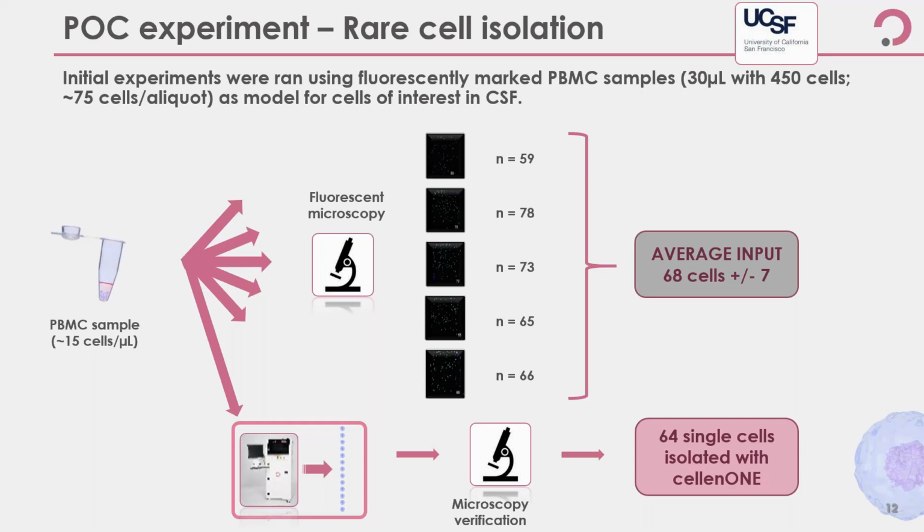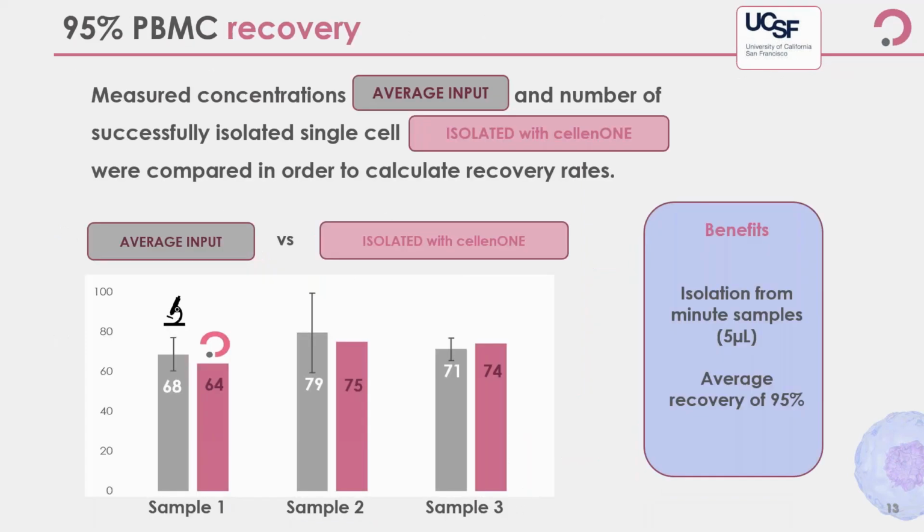And the result with the first sample was that, on average, the sample contained 68 cells, so very few cells. Using the cellenONE, we were able to isolate successfully 64 single cells. So we repeated this process with another 2 samples, and on average, we obtained single cell isolation results of 95% recovery, which is unseen. We don't know any other automated system that can achieve such a high recovery rate. So this demonstrates that the technology is really suited for isolation, not only of many cells, but also very rare populations of cells.